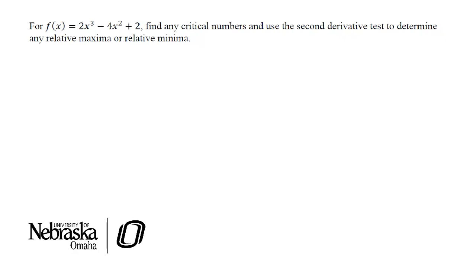Okay, last example for this section. For f of x equals 2x cubed minus 4x squared plus 2, find any critical numbers and use the second derivative test to determine any relative maximum or relative minima. So we're not looking for inflection points, we're looking for our relative max and min. Critical points come from the first derivative.